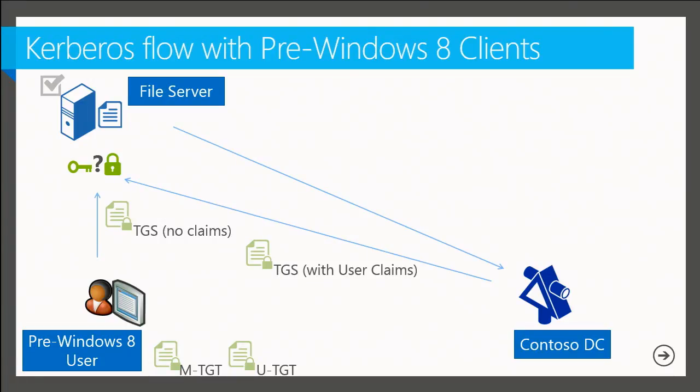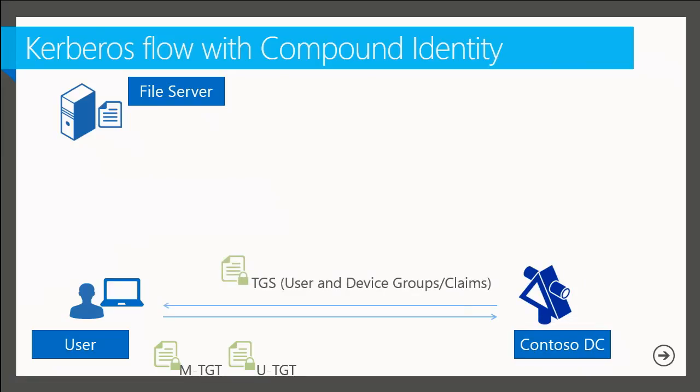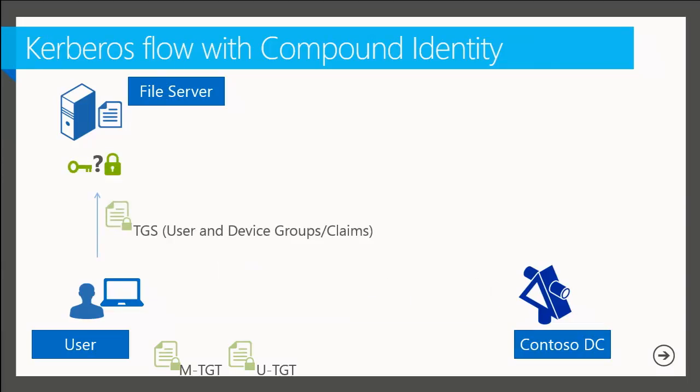One limitation here is that the file server can ask for claims. Actually, I have slides on that. I just realized. We'll get to that. What about compound identity? Compound identity, machine claims. With Windows 8, same kind of thing as before. We get back a TGS with user and device claims, and groups, of course. And provide that up, and the file server says, OK, you have access or not.